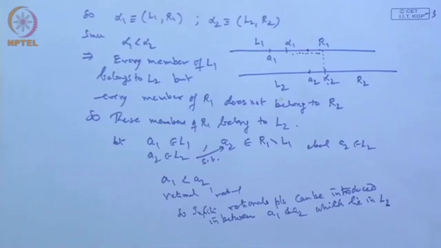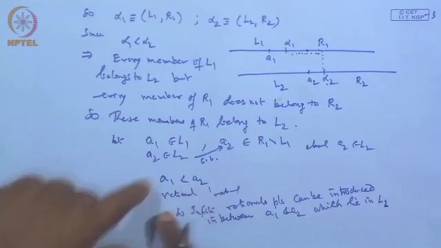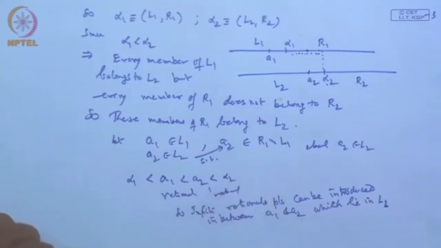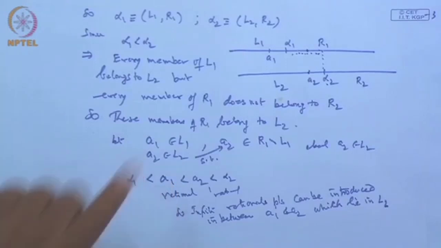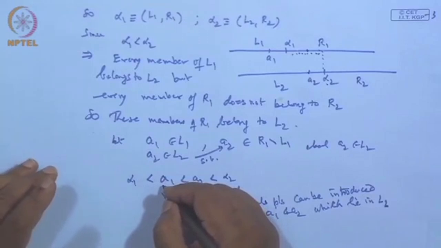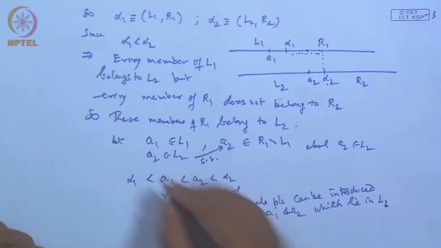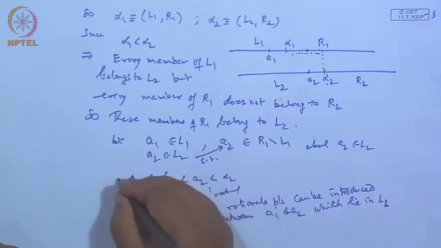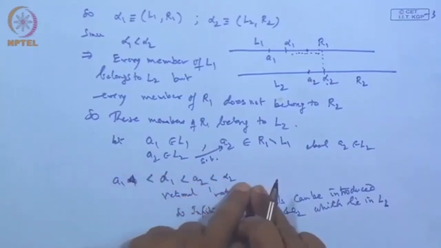Which lie in L 2? A 1 plus A 2 by 2, in this way. So, we have infinitely many. It means between any two real numbers, A 1 and A 2 satisfy this criterion. Sorry, A 1 is less than alpha 1. So it is alpha 1: A 1 less than alpha 1, A 2 less than alpha 2.